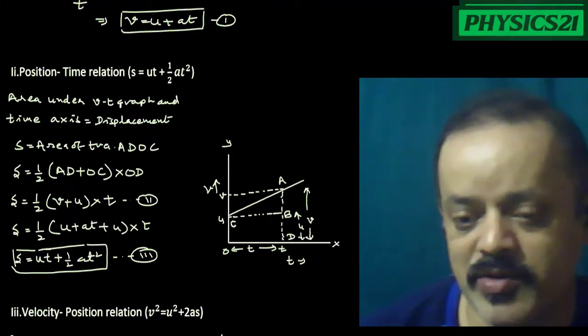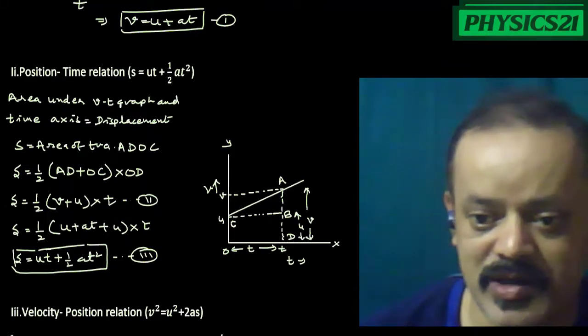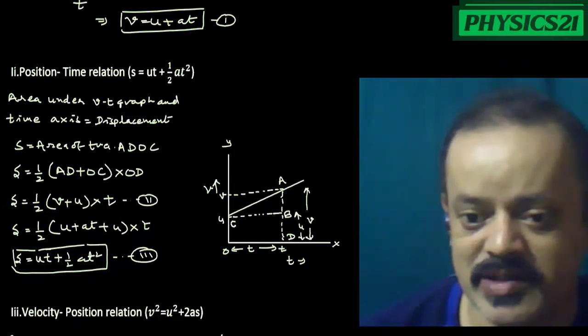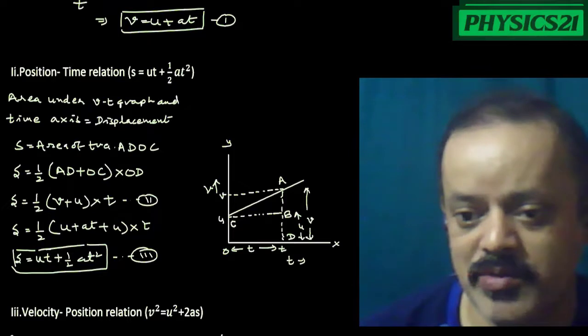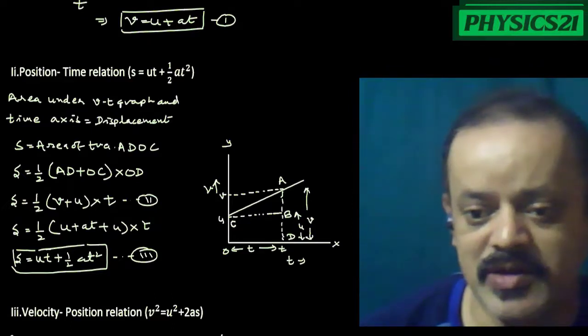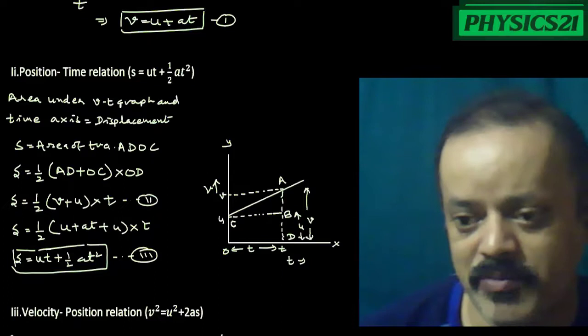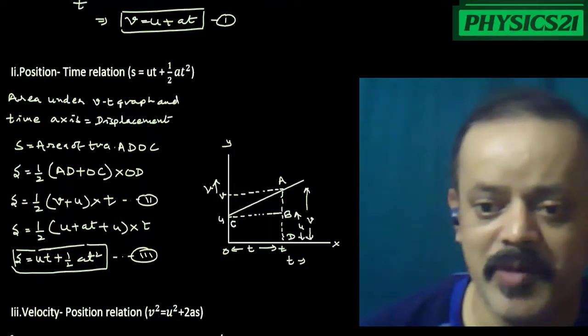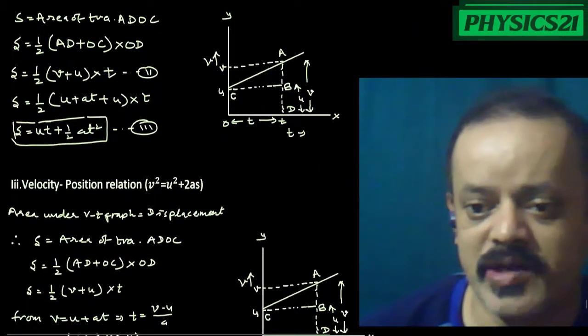Now we can substitute the value of v from the first equation of motion. So we get S is equal to 1/2 (u plus at plus u) multiplied by t. As we further simplify, we get S is equal to ut plus 1/2 at squared, which is the second equation of motion.